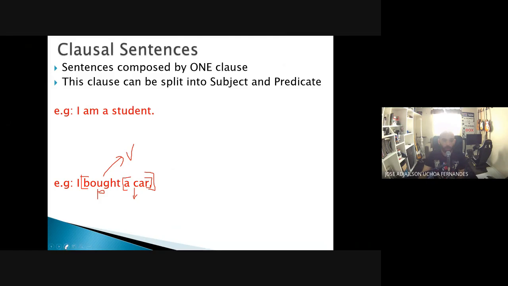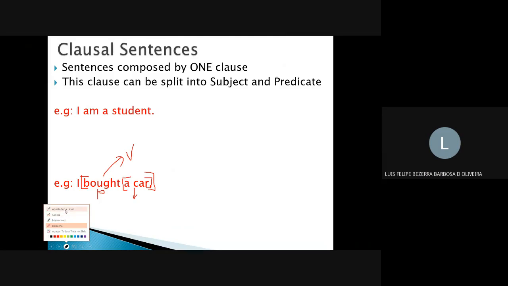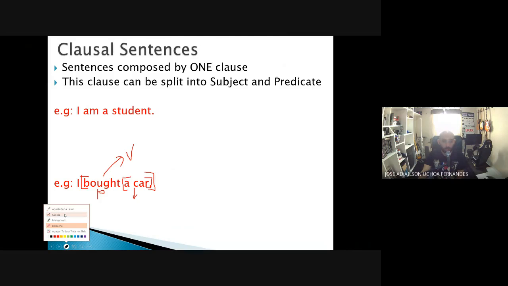What kind of relationship is established by the verb to buy? Is it an action over an object, or is it an equation, like in I am a student, I equals a student? Is a car referring back to something in the sentence, or suffering an action? In this case, the action is done to the object. That's it. So a car is the object.